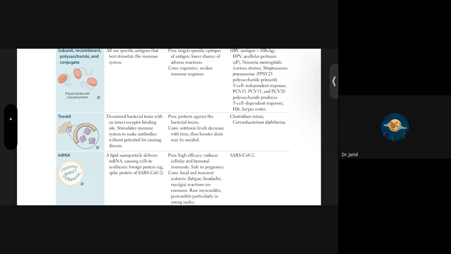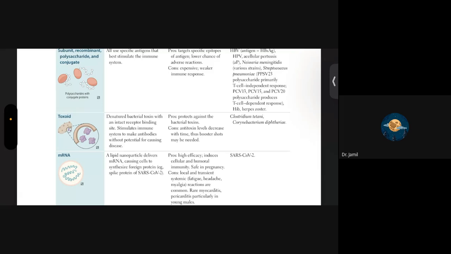What are the pros? They protect against bacterial toxin. What are the cons? The antitoxin level decreases with time, so we have to give booster doses. So we are killing the entire toxin and only leaving the receptor component, which has the ability to train your immunity. But the problem is that you need booster doses, because it has a very weak training ability. Examples are Clostridium tetani and Corynebacterium diphtheriae.